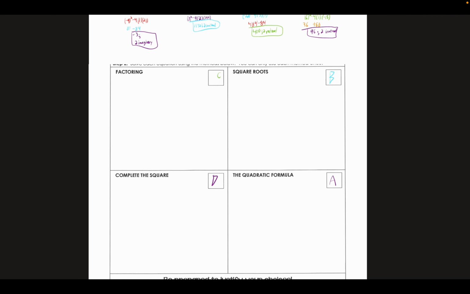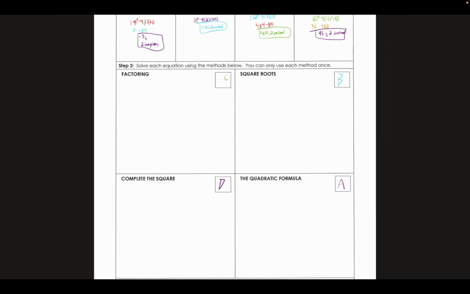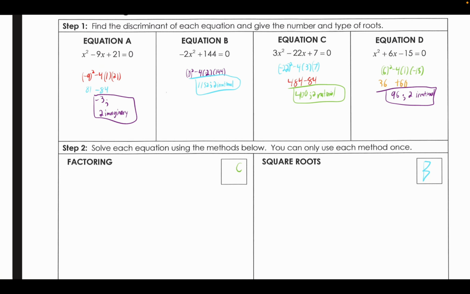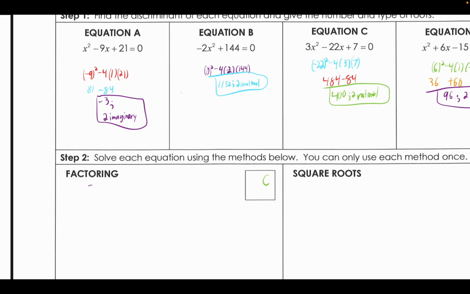And so now I have my methods picked for each equation. And so I'm going to go through and start solving these. So the equation for letter C, let's write this down for factoring. 3x squared minus 22x plus 7 equals 0.